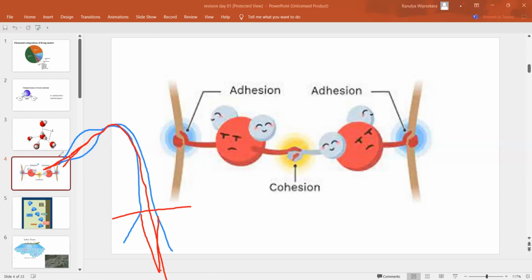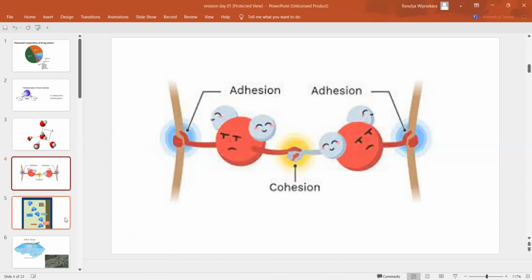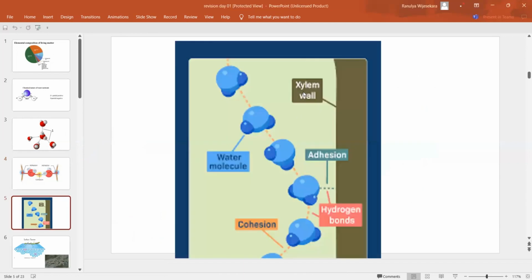Next one. Water has a high surface tension. Before that, right. So this is the xylem wall. The attraction between the xylem wall and the water molecule is called adhesion. Right? This. Then attraction between water molecules is called cohesion. ඔන්න ඔය විදිහට xylem එක දිගේ වතුර උඩට transport වෙනවා against the gravity.